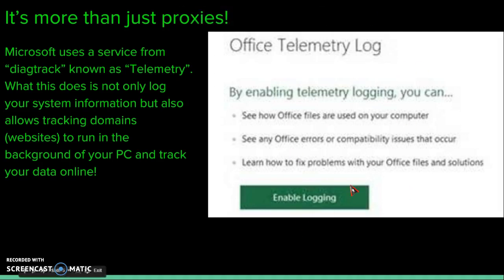And I have a picture right here showing the telemetry log. It says, see how Office files are used in your computer? That's scanning the entire hard drive. See any Office errors or compatibility issues that can occur? This also means scanning your hard drive. And learn how to fix problems with your Office files and solution. That means allowing telemetry domains that track you to be enabled on your PC by default. And there's no option to disable logging. There's only the button that says enable logging. It's like fake democracy.